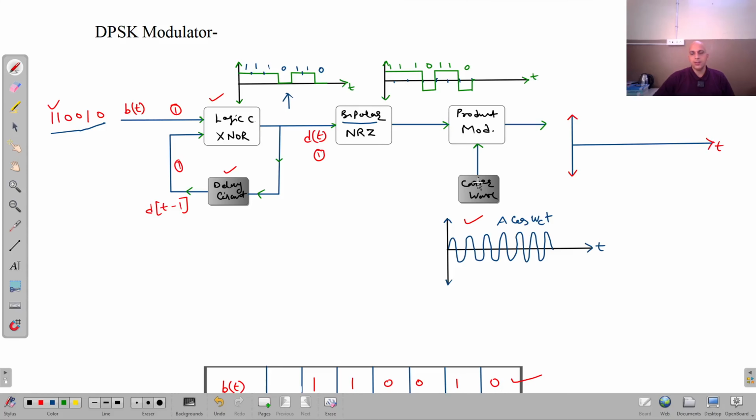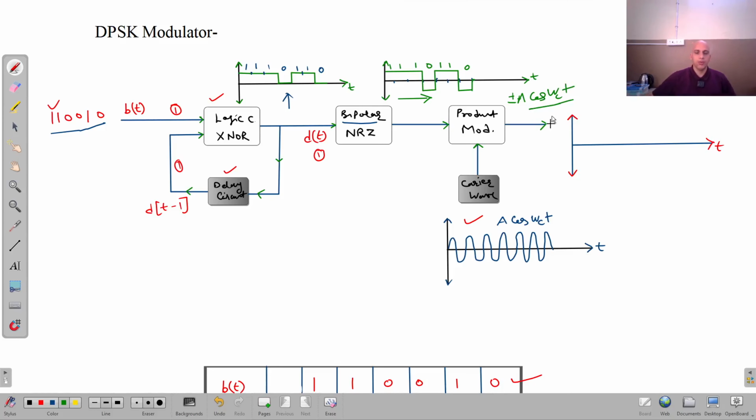Now this is mixed with the high frequency carrier wave A cos of omega ct, and this product modulator will change the phase of this high frequency carrier wave in accordance with this signal. Whatever signal we get can be represented as plus minus A cos of omega c t, right?